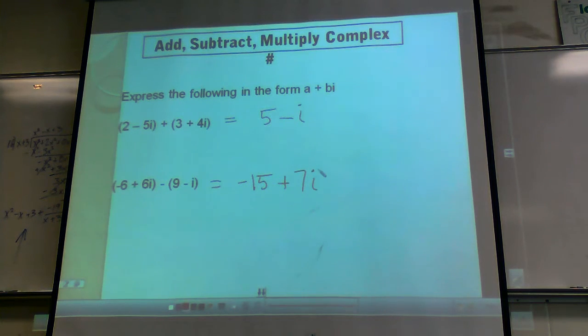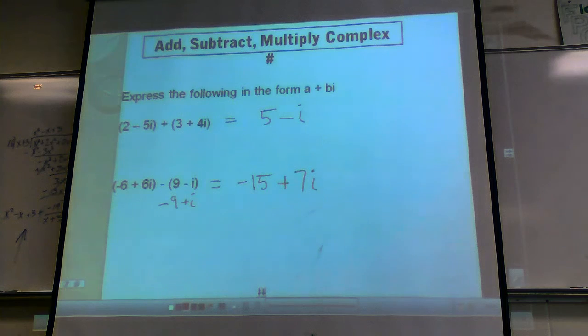All right. Because again, just remember, guys, the minus is kind of distributing to both of them. So that's really minus 9 plus i. That's why it becomes 7. So 6 and 1 together give you 7. All right? So that's the biggest thing.